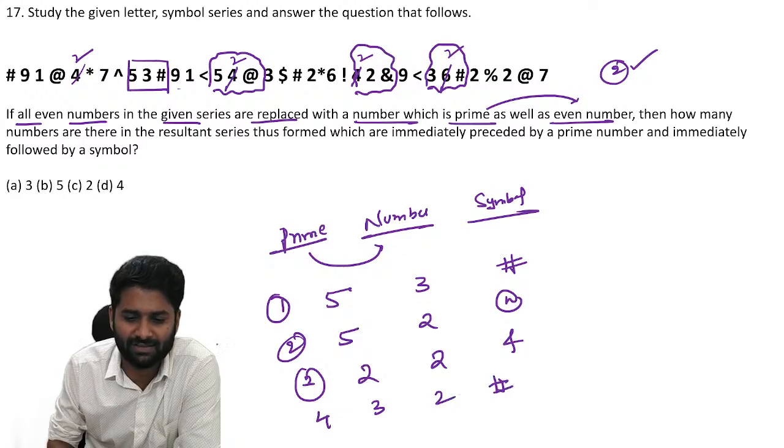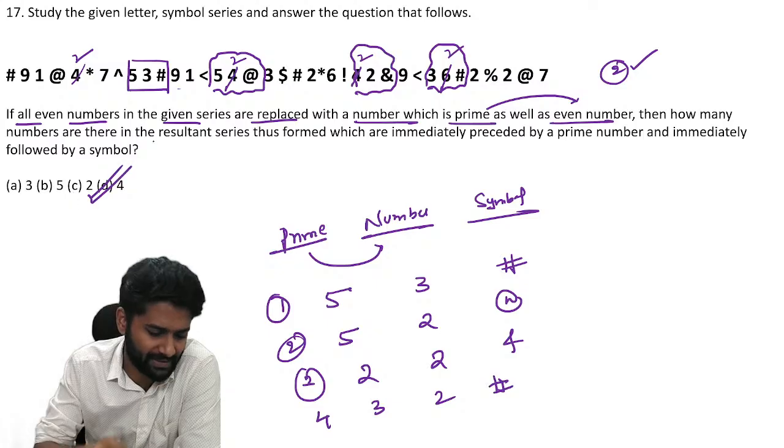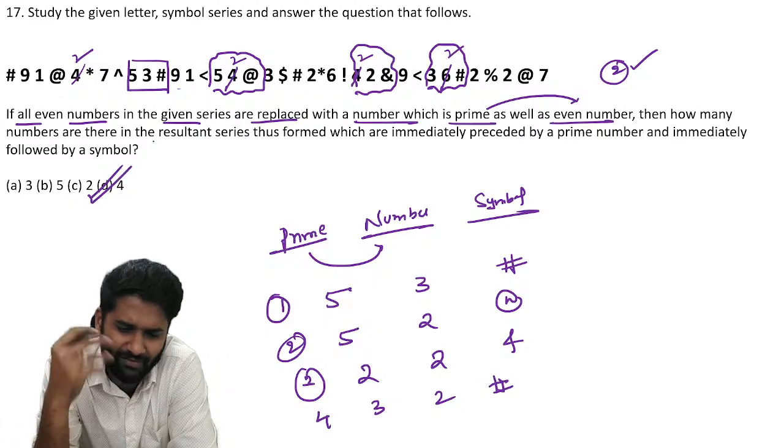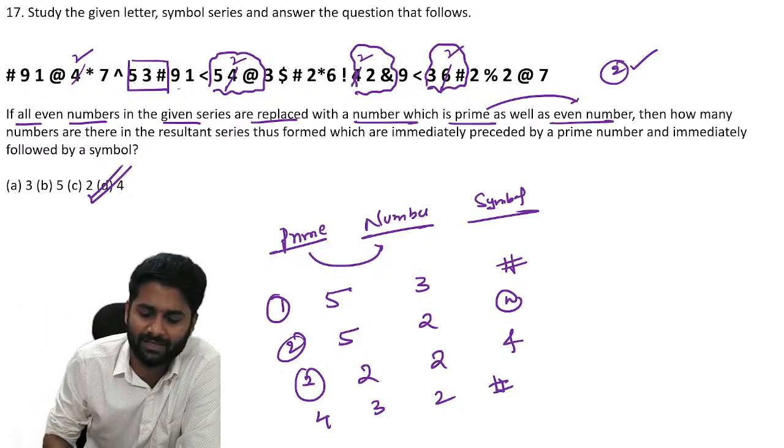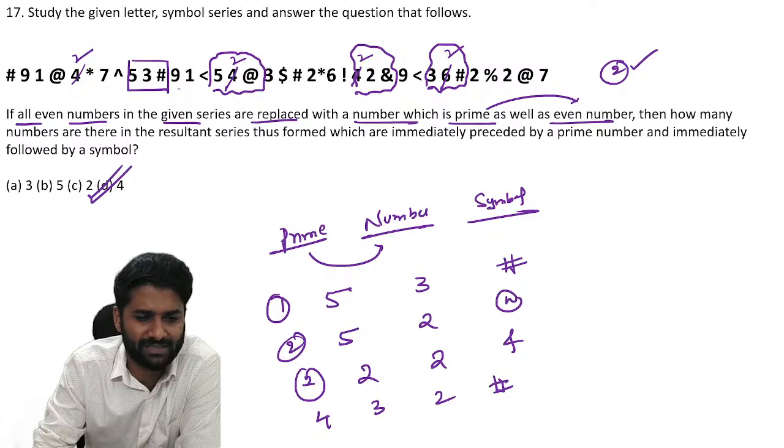So again, nothing. So total, how many pairs are possible? 4 pairs. Is it clear? We want any number, but before we need prime, after the number we need a symbol. That's it. So how many pairs exist? 4 pairs exist.